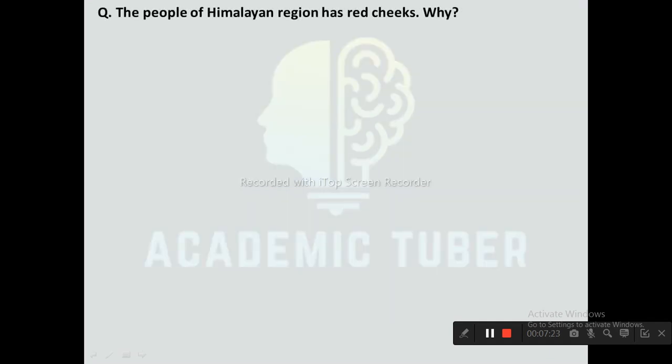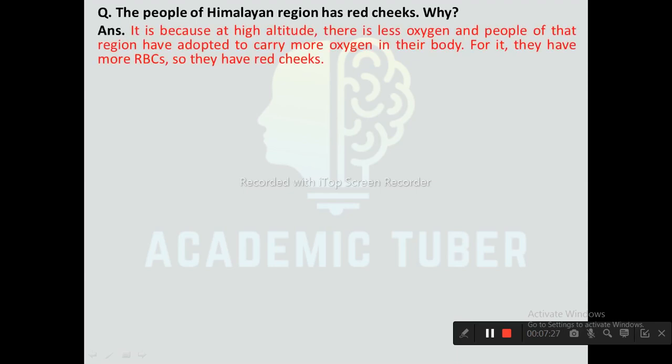So here are few reasoning questions. The people of the Himalayan region have red cheeks. Why? It is because at high altitude there is less oxygen, and people of that region have adapted to carry more oxygen in their body. For it, they have more RBC, so they have red cheeks.